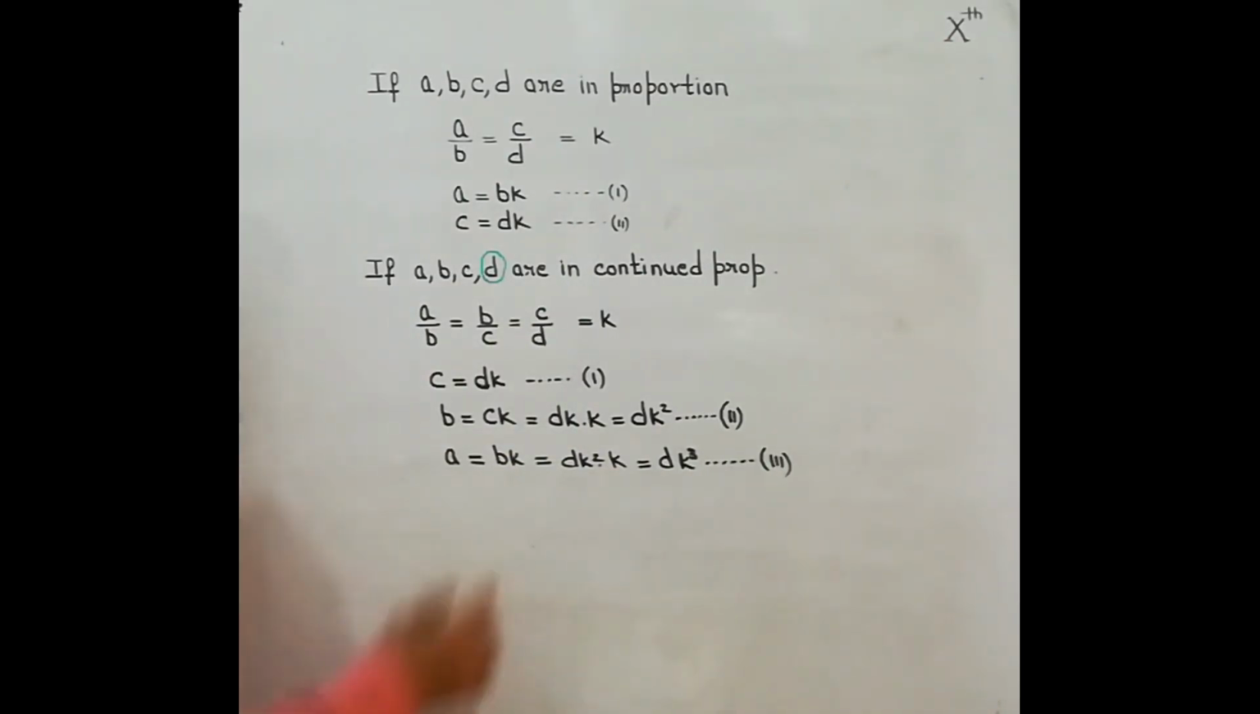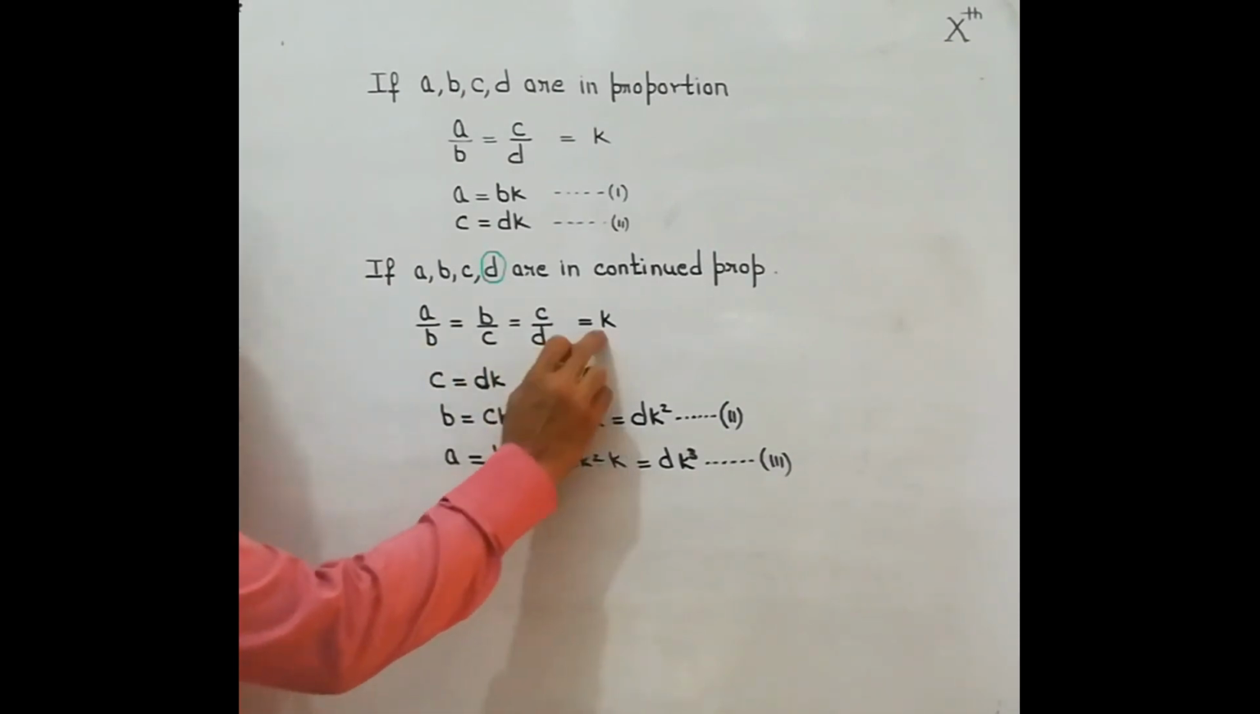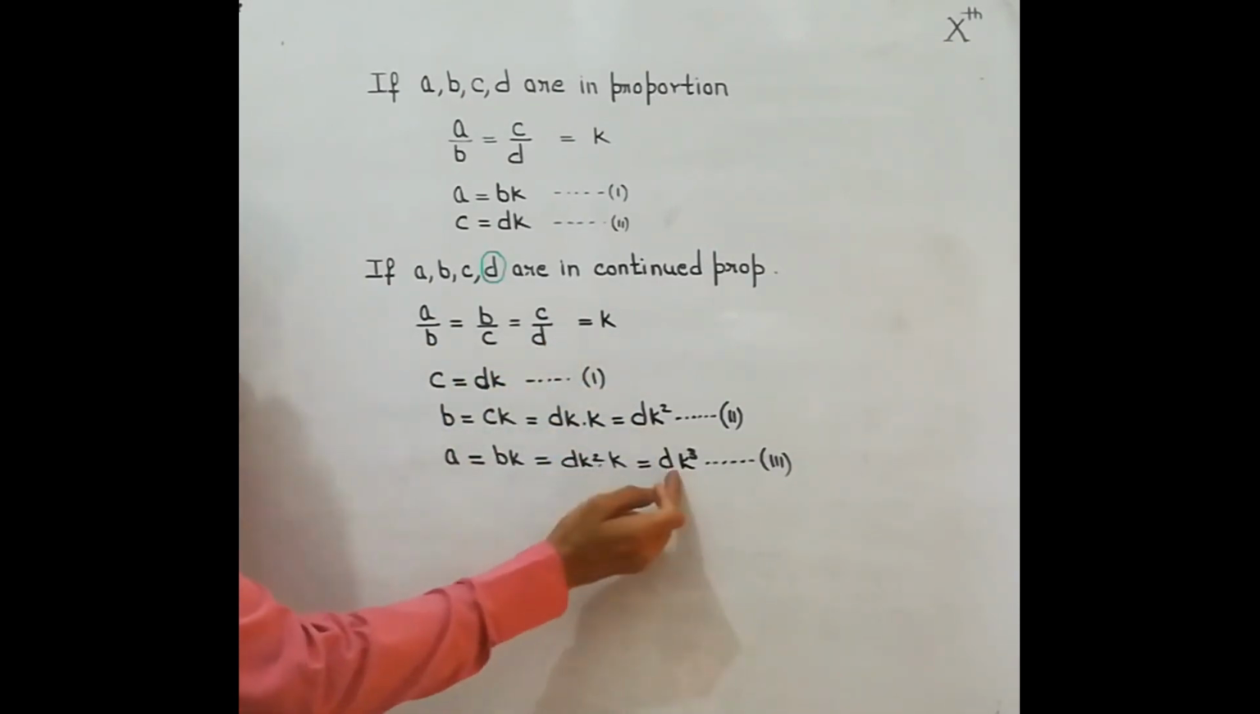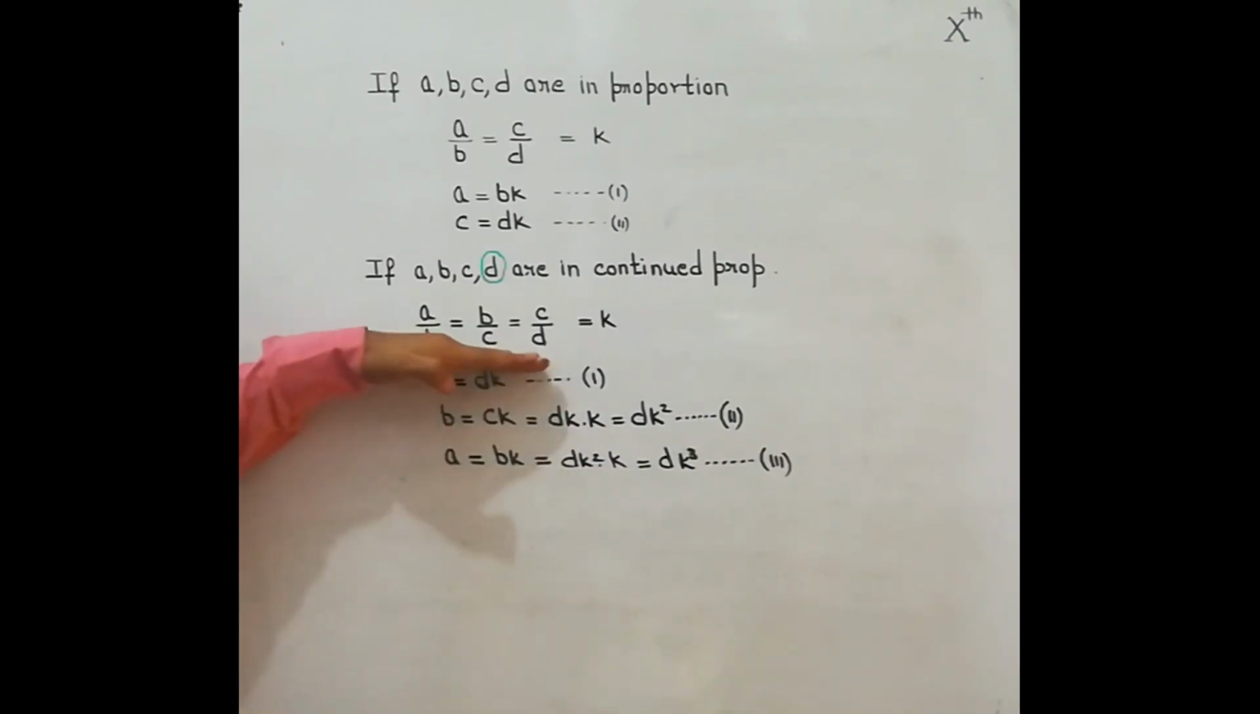So this working you can show or you can directly write. If you just write this, then you can write directly these values. No need to show the working. But this you have to write.